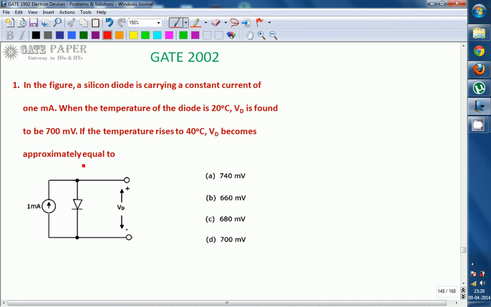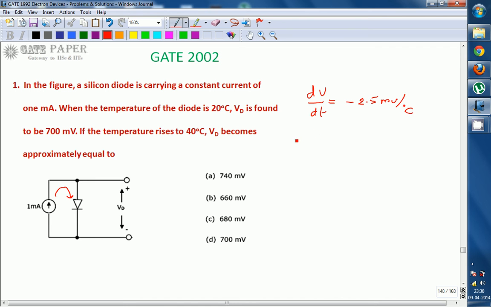Look at this one. This is a 1 milliampere current flowing through this diode, so a constant current is flowing through the diode. Whenever a constant current is flowing through the diode and the temperature changes, the voltage across the diode changes. We know the effect of temperature on the base emitter junction voltage, that is, the diode voltage under forward bias. It is indicated as dV by dT, which is minus 2.5 millivolts per degree centigrade.